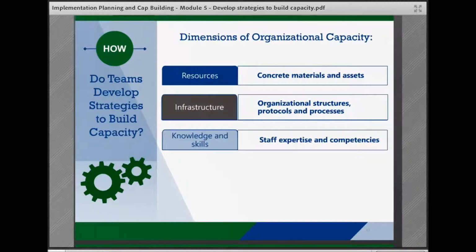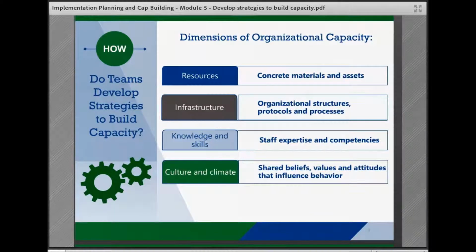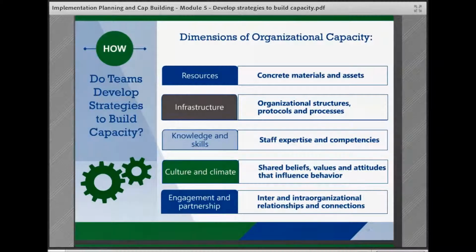Knowledge and skills is staff expertise and competency. Examples include leadership skills, change management expertise, and knowledge of intervention-specific practices. Culture and climate are the shared beliefs, values, and attitudes that influence behavior. Examples include the leadership vision and a shared commitment to initiatives. And then engagement and partnership. This is the intra-organizational and inter-organizational relationships and connections. Examples include family involvement, collaboration with court partners, as well as service delivery partners.